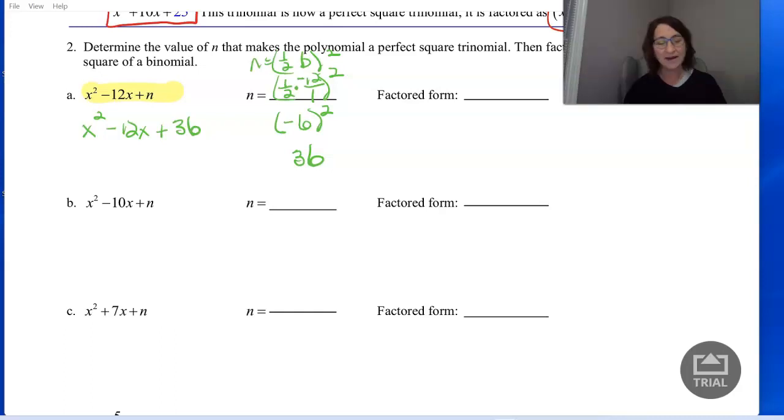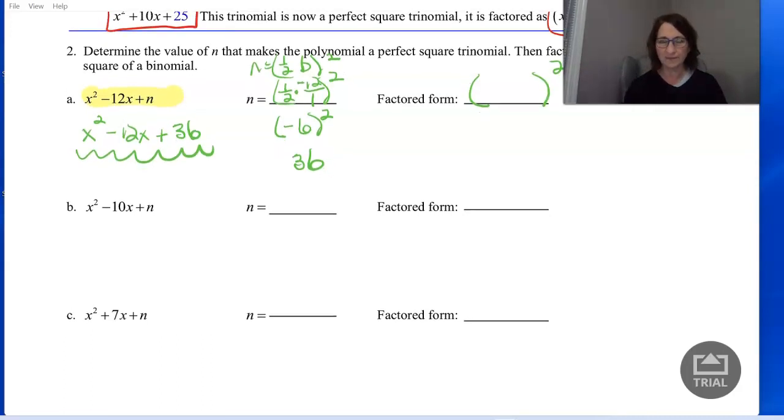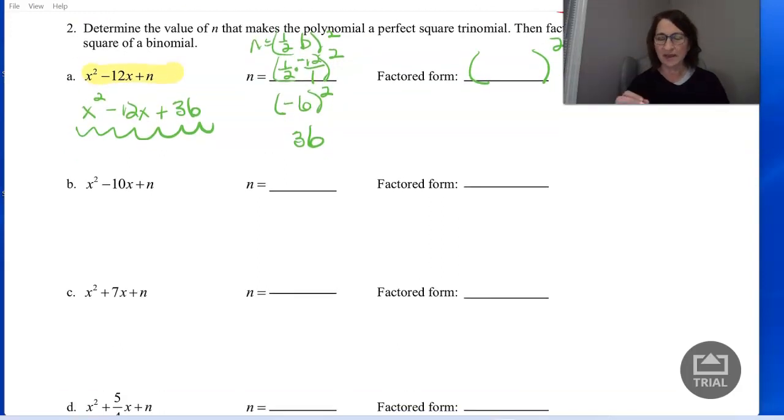So to put that in factored form, I mean that perfect square trinomial that we just completed. In factored form, I'm going to have a binomial squared, and it's going to be x minus 6 raised to that second power. Okay, let's do another one of these.